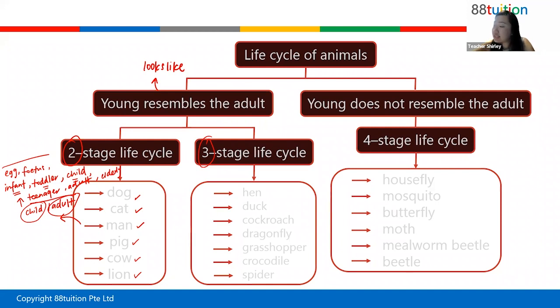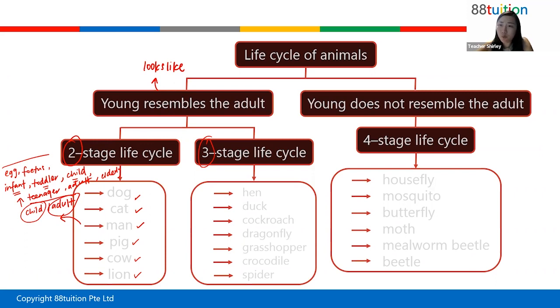Okay. So in this case, a man, a pig, a cow. Okay, the young of a cow is a calf. The young of a lion is a cub. The young of a pig is a piglet, right? The young of a dog is a puppy. And the young of a cat is a kitten. Okay, so these are 2 stages.